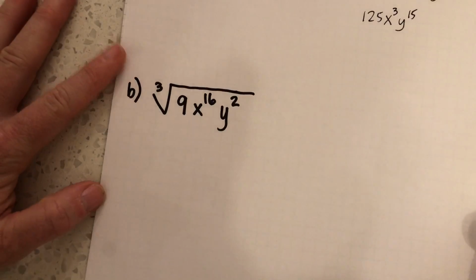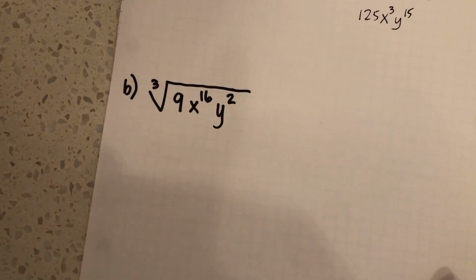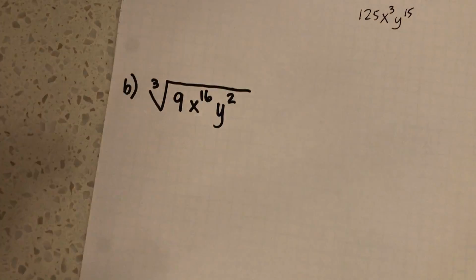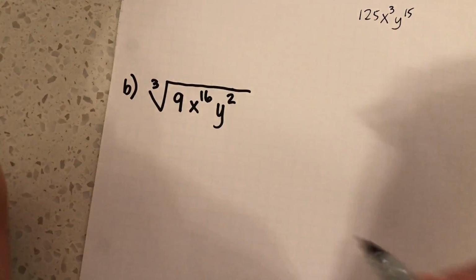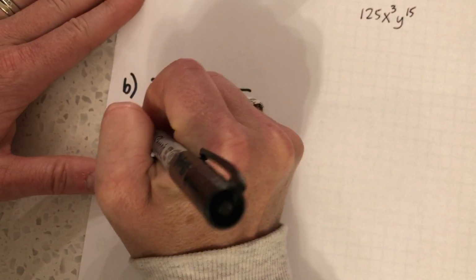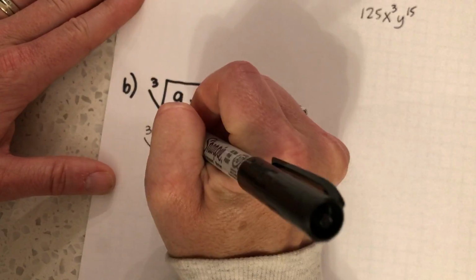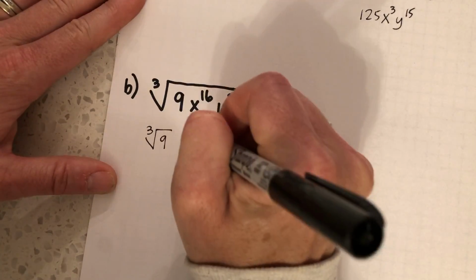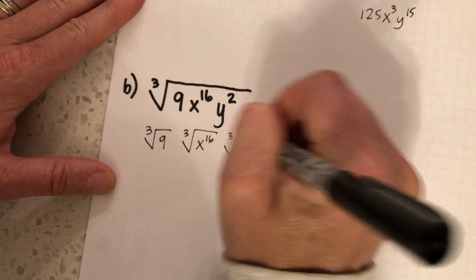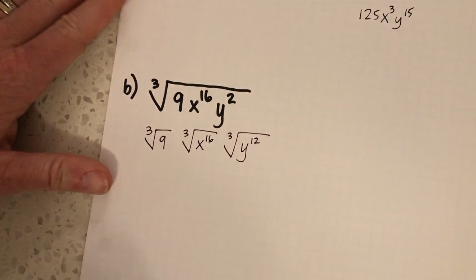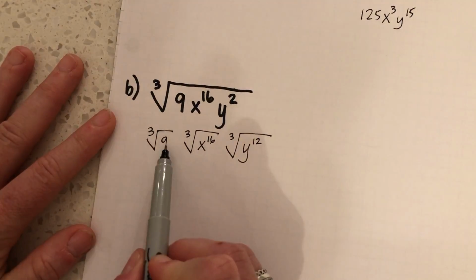Okay, what if they asked you to simplify the third root of 9 x to the 16th y squared? Well, again, the first thing I like to do is split it all up and deal with everything individually. So let's deal with the third root of 9 times the third root of x to the 16th times the third root of y to the 12th. All right, here we go. Let's do the numbers first. The third root of 9.